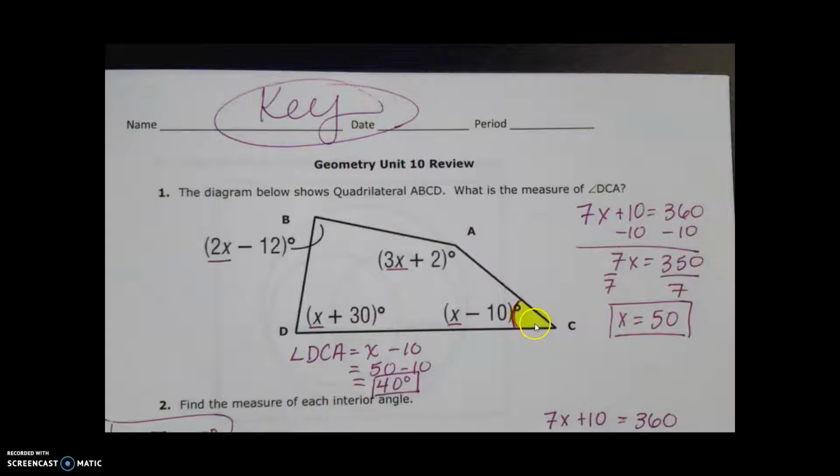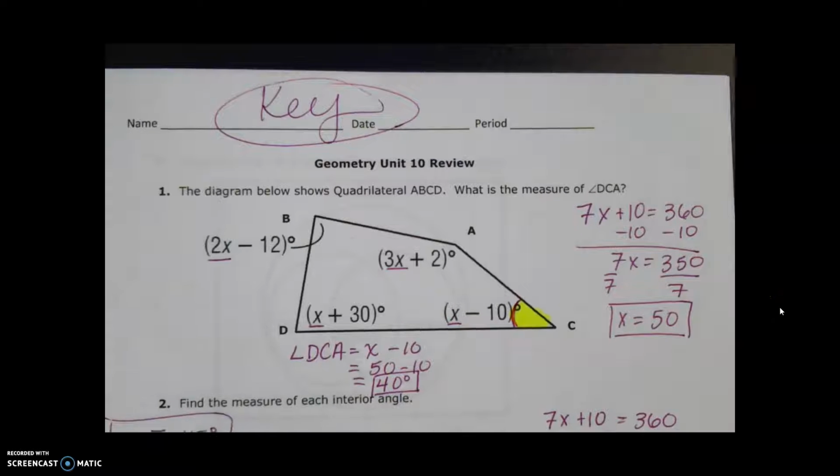So what I need to do is, I know that the sum of the measures of quadrilaterals is 360. So I have to add all these up and set them equal to 360. So once I totaled everything, I got 7x plus 10 equals 360. Do a little bit of algebra to find that x equals 50. Now, I'm not done here because it wants the measurement of DCA, so I need to plug 50 in where x is. 50 minus 10 is 40. So that's the answer to number 1.